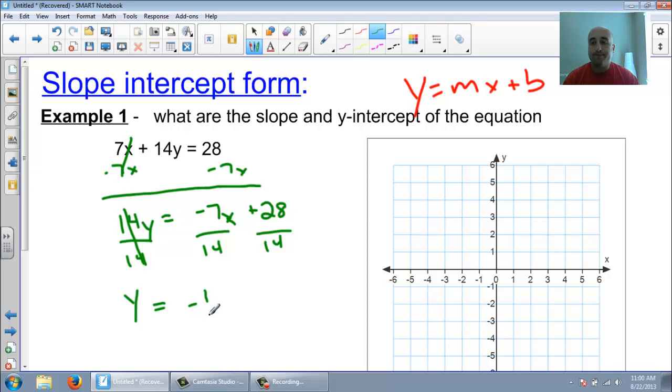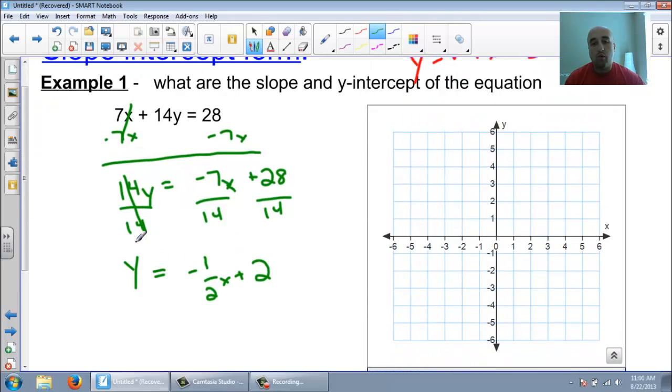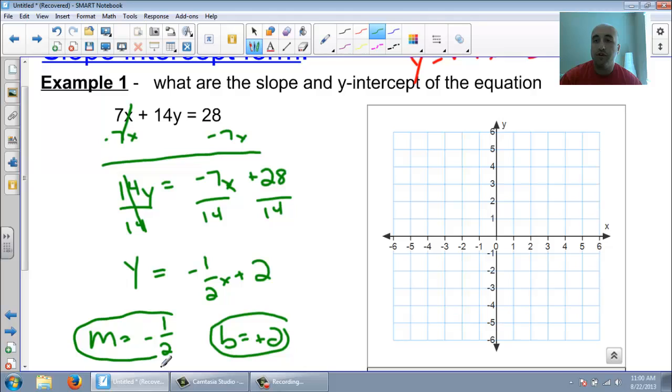All right, so what does this mean for us? It wants to know what is the slope and what is the y-intercept. So slope is the number in front of the x. So the slope is negative 1/2, and the y-intercept, or the b value, is the number after the x, so it's positive 2. So there's our two pieces of information that we needed to gain for this example. And we'll talk about how to graph later, probably during class, so you don't have to worry about that right now.